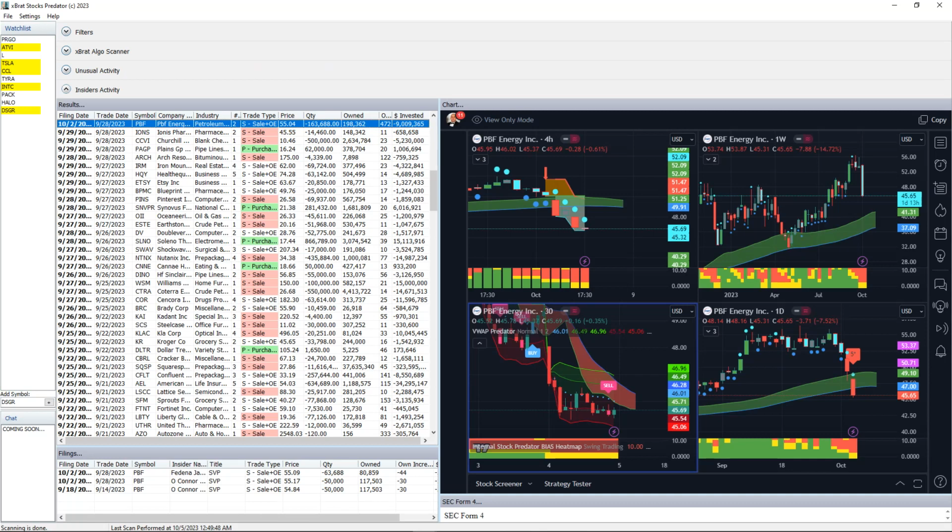So this is the insider activity panel here. 4 trading charts, go over them really quickly in a minute. But basically, when we get that confluence meter saying PBF, there was an xBrat Algo signal to go short. There was also lots of selling. We can see that in the data there.